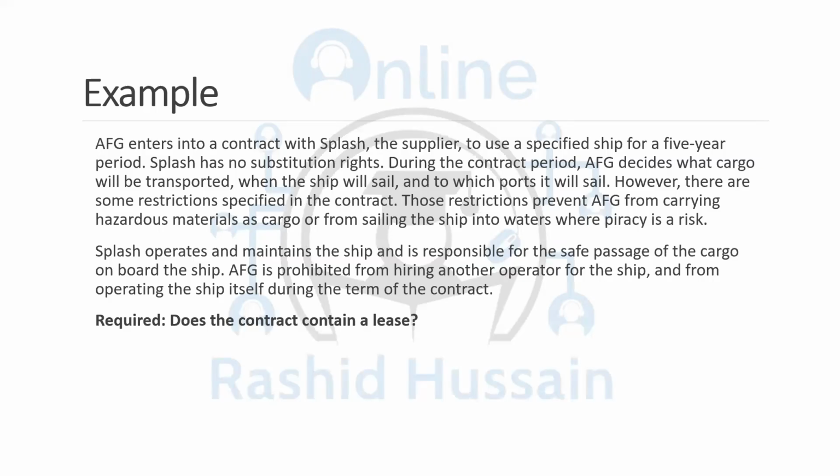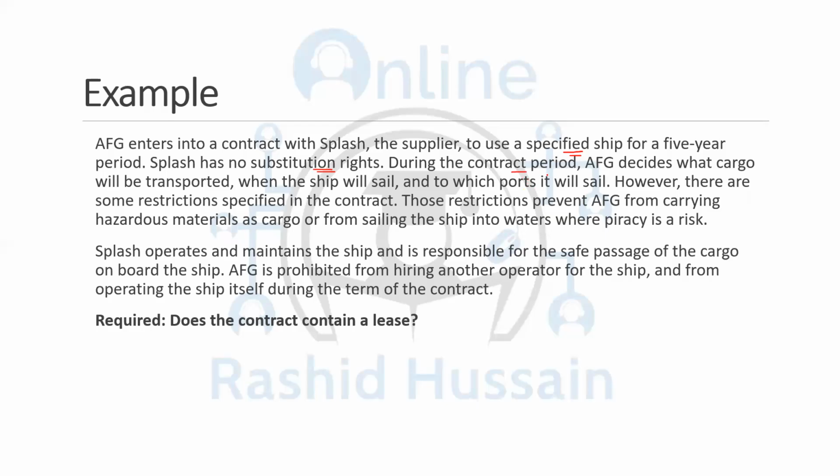All right, now we have another example. AFG enters into a contract with Splash, the supplier, to use a specified ship for a 5-year period. So again, a specified ship is there. So that means it's an identified asset. Splash has no substitution right. This gives even more evidence of the identified asset.